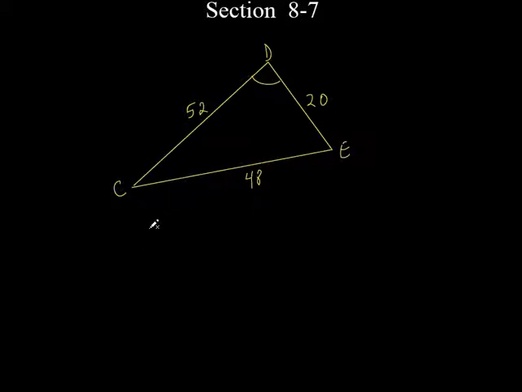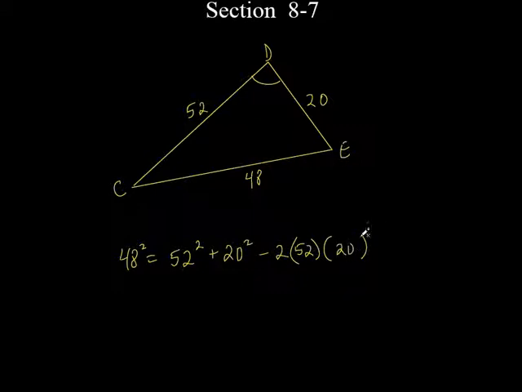So let's use law of cosines. We're trying to find angle D, so what do we start with? We start off with side D out front here. So it's going to be 48 squared equals the other two sides squared and added up. So it's 52 squared plus 20 squared minus 2 times these two multiplied together, so that's 52, 20, times the cosine of the angle. Now we don't know the angle, do we? So we'll call it D. And that's what we're trying to solve for. We're just trying to do some math and solve for angle D.